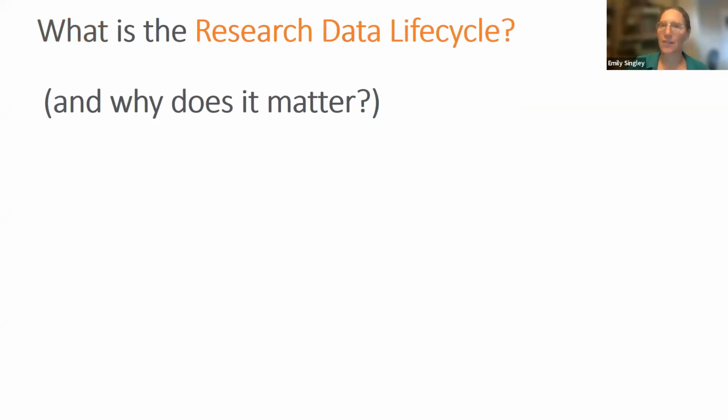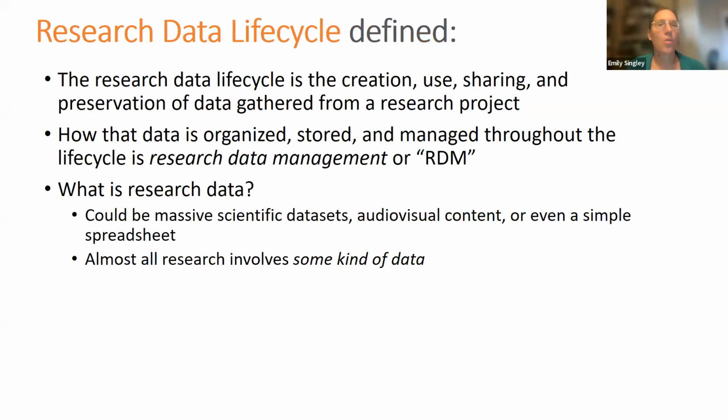So what is the research data lifecycle and why does it matter? So, definition, the way we're thinking about this is the research data lifecycle is everything that happens to research data from the minute it gets created during a research project all the way through to what happens after you're done with the research project. And all of that data from beginning to end needs to be organized, stored, and managed throughout the life cycle. And so we call that research data management, or you often see it abbreviated as RDM. So we'll be talking about that as well.